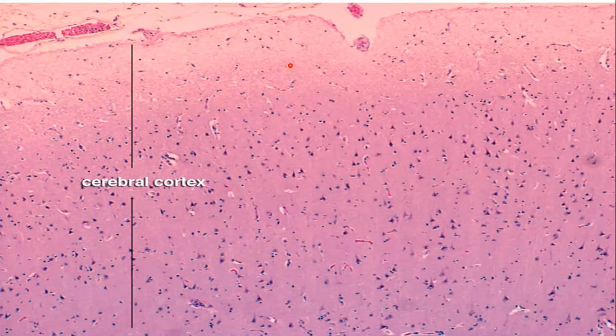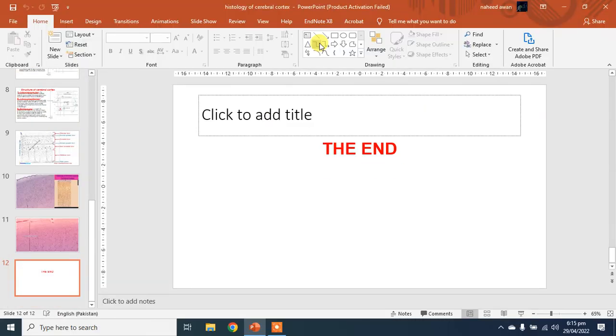The light colored layer, the first layer, contains mostly the horizontal cells. So these are the nuclei of the horizontal cells, because they are fusiform in shape. Their body is fusiform in shape, and light in color because it contains the myelinated nerve fibers of all the neurons. This is all about the histology of the cerebral cortex.